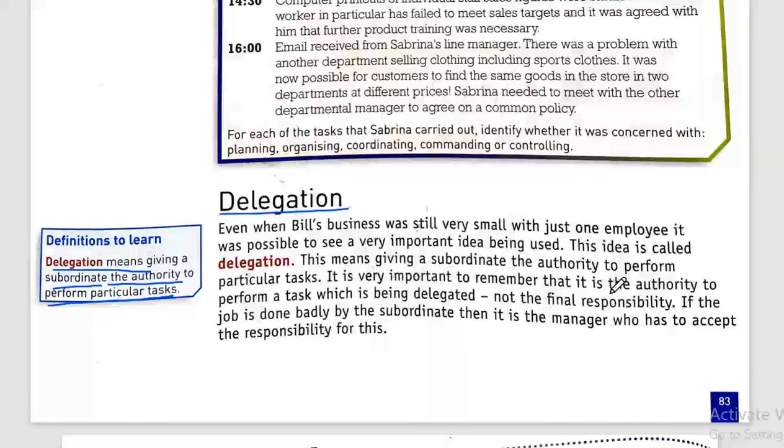It is very important to remember that this is the authority to perform a task which is being delegated, not the final responsibility. So if I delegated a certain task to someone and he did it in a bad way, the responsibility for this task is going to fall directly on the manager who delegated it.